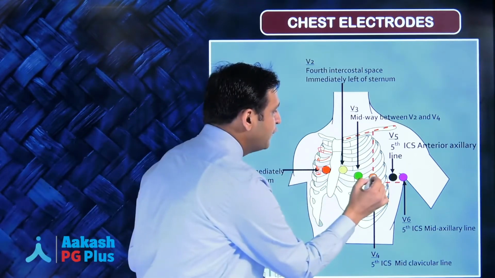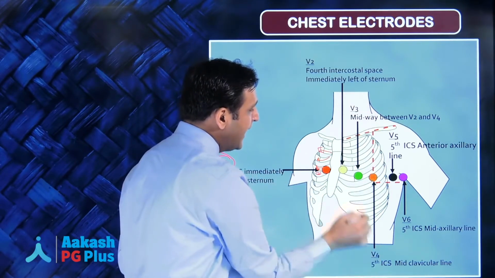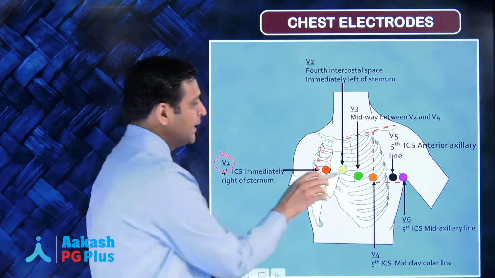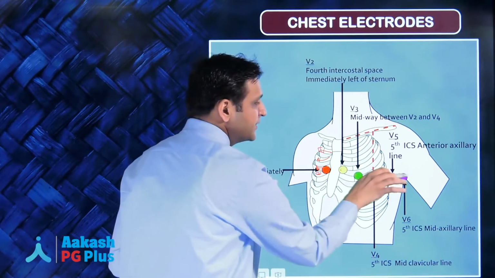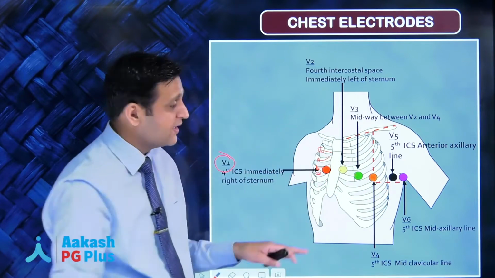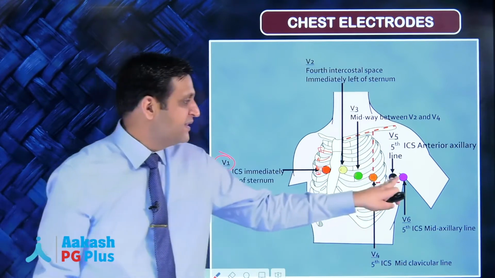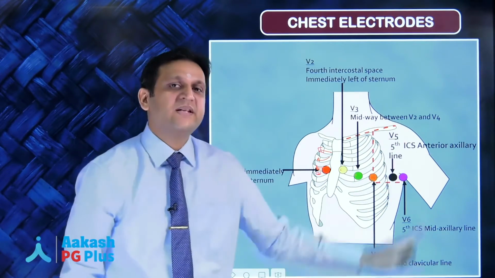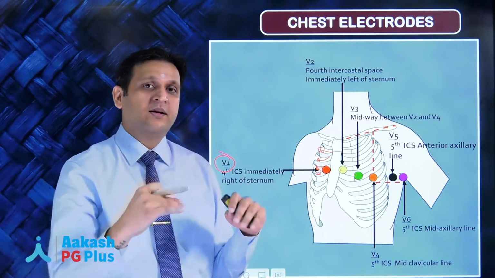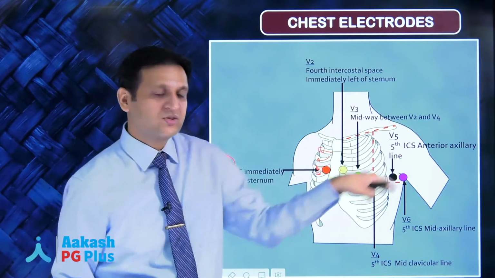Then you place V4, which is the 5th intercostal space in the mid-clavicular line, and V3 is placed between V2 and V4. Now the rest of the 3 electrodes are placed in the same plane. V4 is the 5th intercostal space mid-clavicular line, V5 is the 5th intercostal space anterior axillary line, and V6 is the 5th intercostal space in the mid-axillary line. So these are the horizontal looking chest electrodes. They give a camera view looking at the heart in the horizontal section.